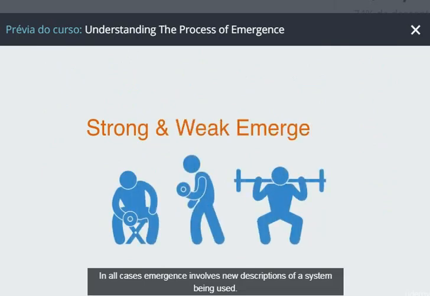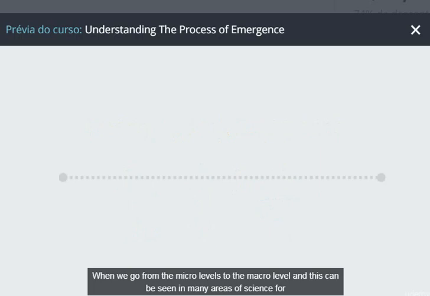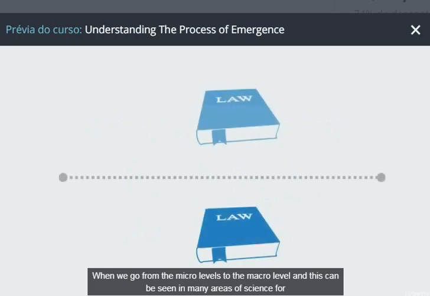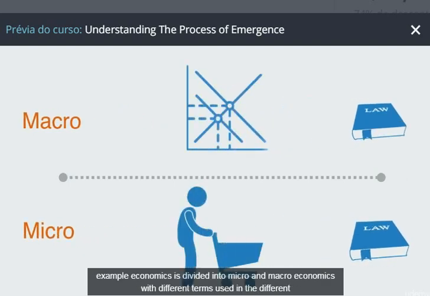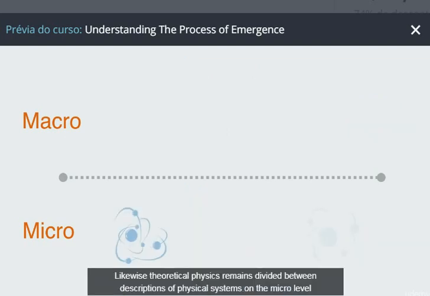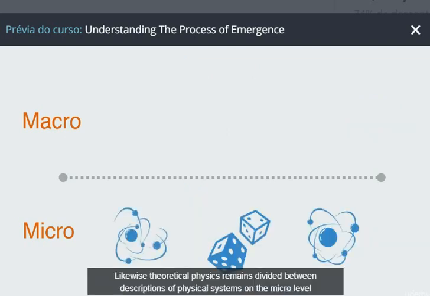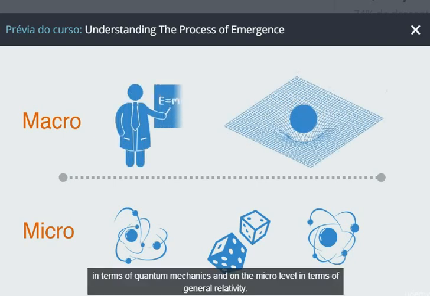In all cases, emergence involves new descriptions of a system being used when we go from the micro levels to the macro level. And this can be seen in many areas of science. For example, economics is divided into micro and macroeconomics, with different terms used in the different domains. Likewise, theoretical physics remains divided between descriptions of physical systems on the micro level in terms of quantum mechanics and on the macro level in terms of general relativity.